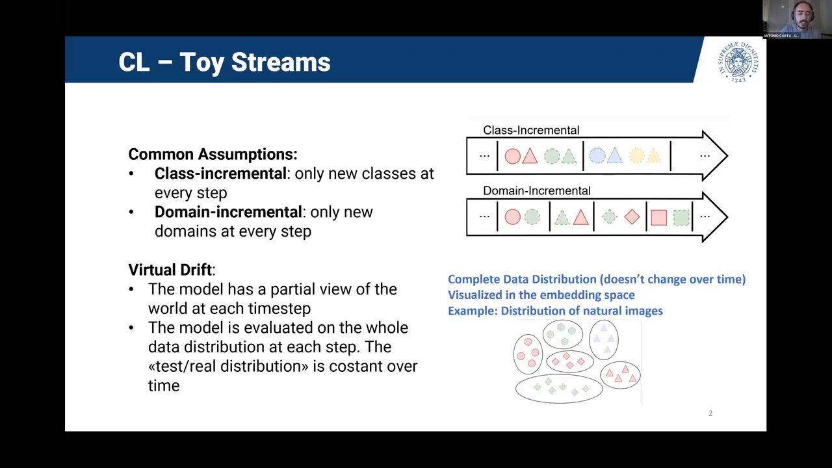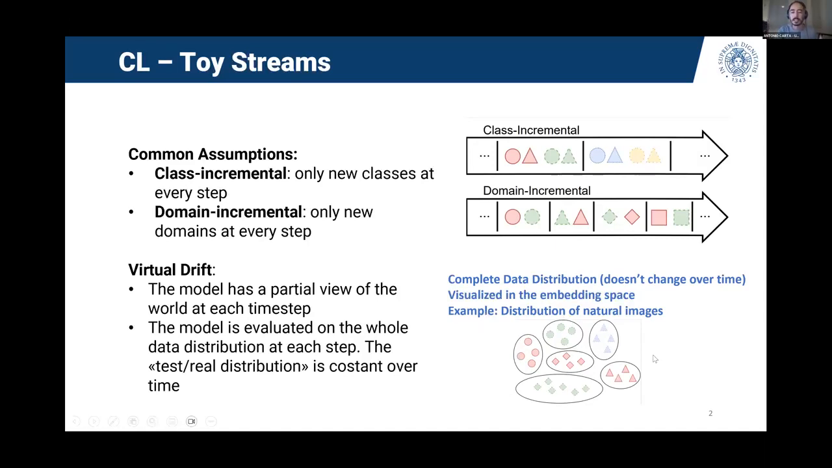So in continual learning, usually we test on some simple toy experiment, simple toy streams, like a class incremental setting where you get new classes at every step, or a domain incremental setting where you get new domains at every step. Like here in the picture, imagine that the color is the class and the shapes are different domains. So these two scenarios are in a virtual drift setting. So what this assumption means is that while the model at each step only sees a partial view of the world, the actual world is constant. So there is a static distribution which doesn't change over time.